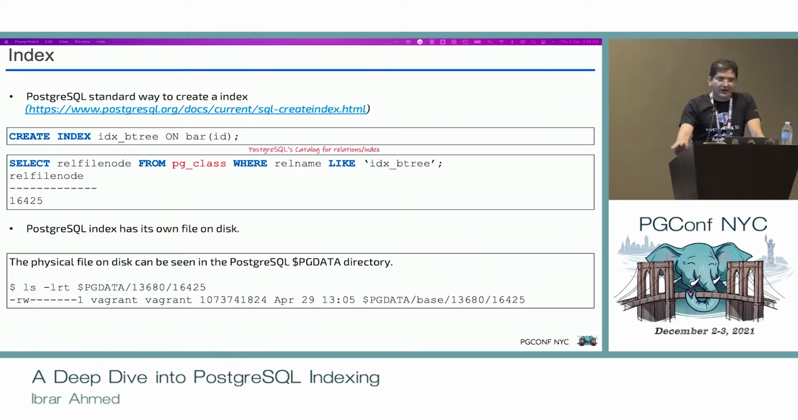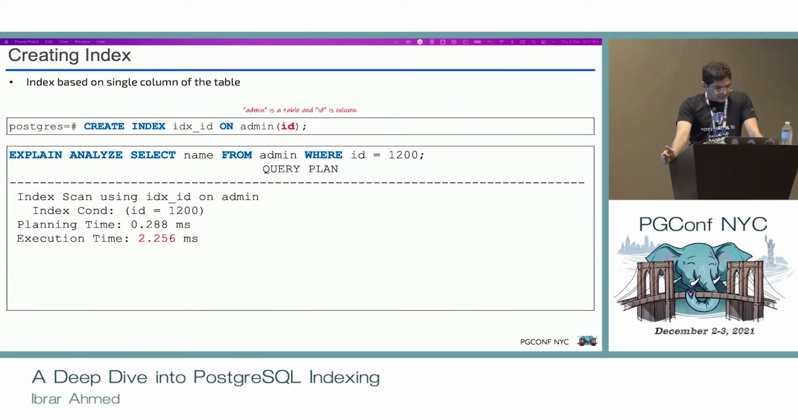So now we're coming to PostgreSQL indexes. It's the same example: when we create an index in PostgreSQL, it will create a physical file. Like a table exists as a physical file, when we create an index, it will also create a physical file. So it's almost the same thing. You can search for that file using pg_class, and you can see that the file exists in the PG data directory, in the same directory where you have the table, with a different name.